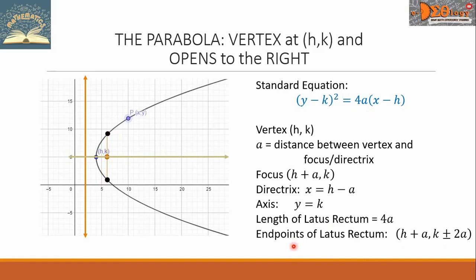Now we have the endpoints of the latus rectum. We have these two endpoints whose x coordinates are both h plus a, and the y coordinate is k plus 2a, that is for this point, and the other one is k minus 2a, that is for this point.